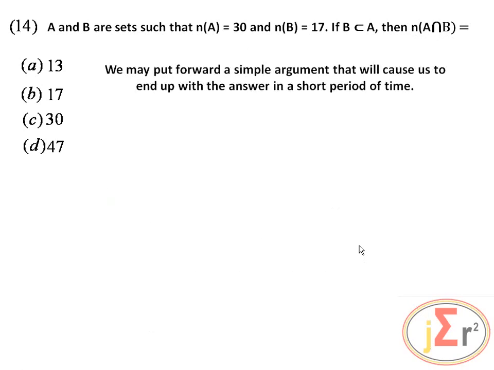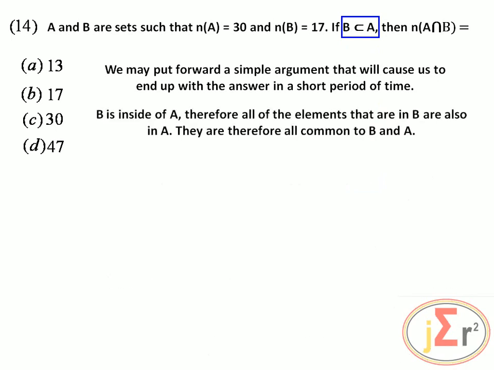We may put forward a simple argument that will cause us to end up with the answer in a short period of time. So what is the argument that we are putting forward? We are making use of the fact that B is a subset of A. B is contained in A. B is inside of A. Therefore, all of the elements that are in B are also in A. They are therefore all common to B and A.